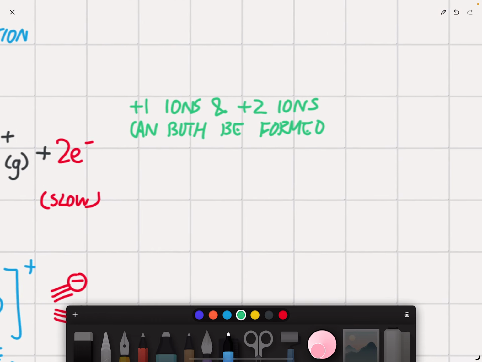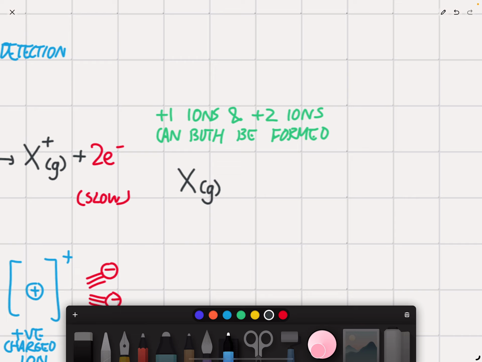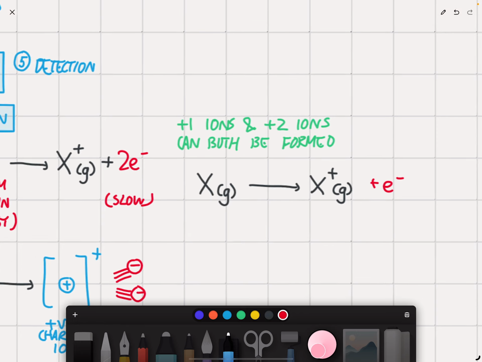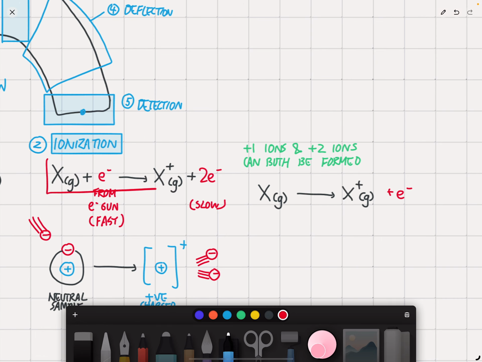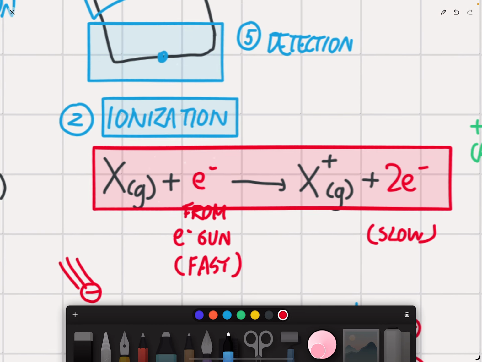Below are the equations for describing their formation. Overall, the formation of a +1 charged ion can be summarized by this equation: X gas becomes X plus gas and an electron. You see this equation is different from the one we wrote before, because this is after simplifying the starting equation here. We had 1 electron on the left, 2 electrons on the right.